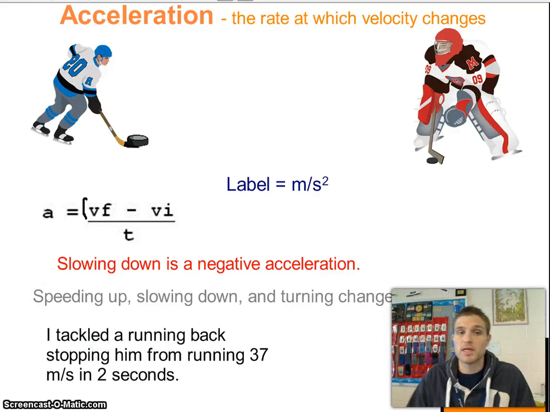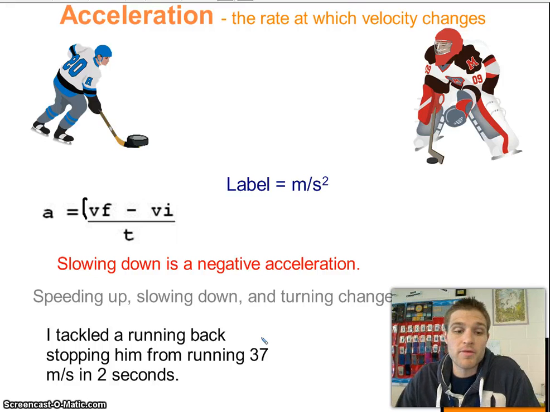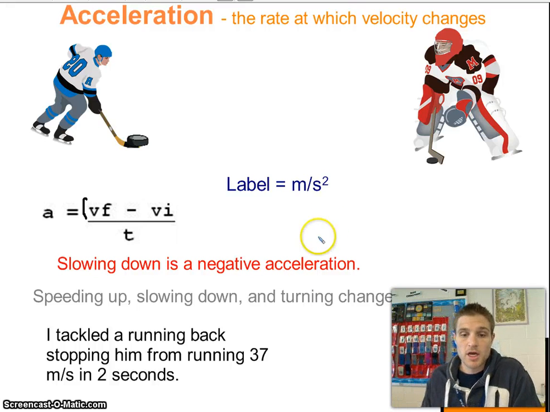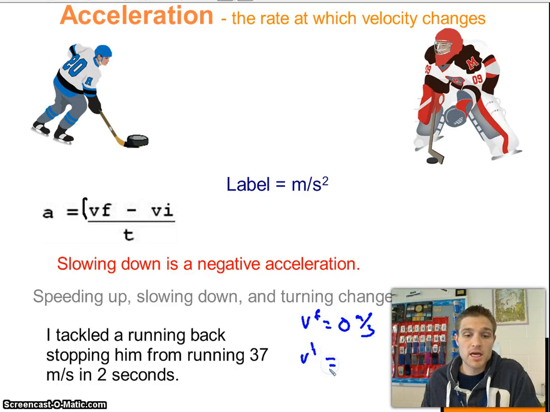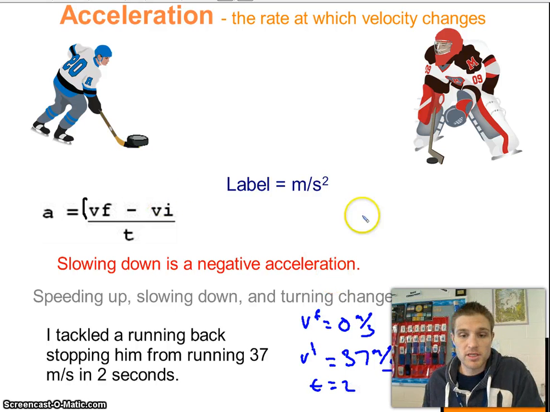And I want to look at this practice problem. I tackled a running back, stopping him from 37 meters per second in 2 seconds. So what I like to do is write down my final velocity. Well, if I tackle somebody, it's going to be 0 meters per second. What's my initial velocity? They were starting out at 37 meters per second, and my time is 2 seconds. So if I plug this into my equation, I have 0 minus 37.